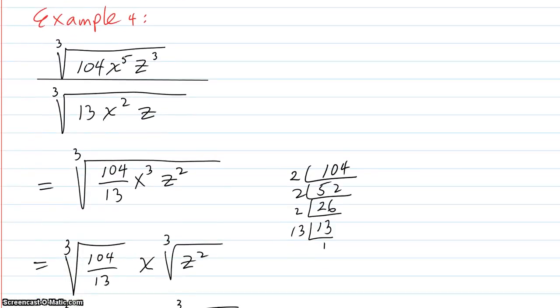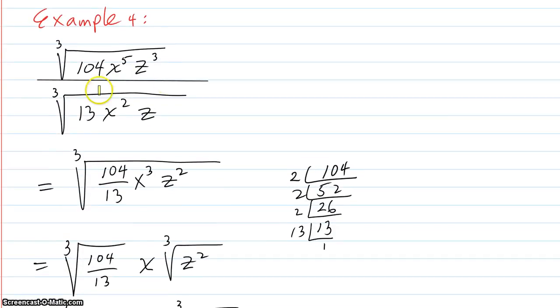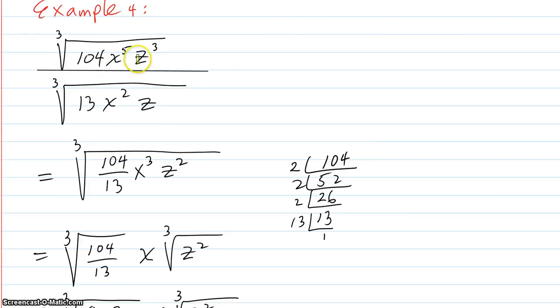Then last example here, it's a quotient. It's a quotient of 2 cube roots. So I decided to simplify the variables by using the rule that the quotient of cube roots is the cube root of the quotient. So that's 104 divided by 13. x to the 5th divided by x squared is x to the 3rd, 5 minus 2 is 3. x to the 3rd divided by z to the 3rd divided by z is z squared.